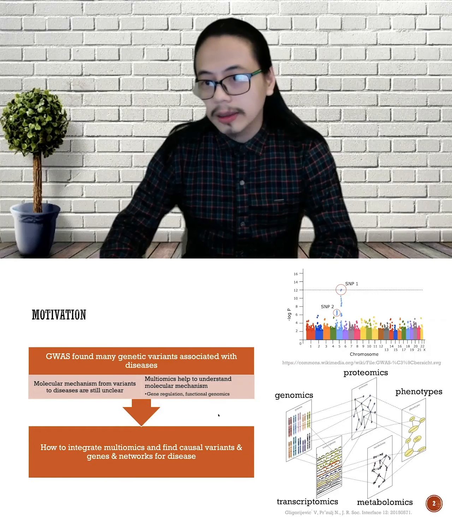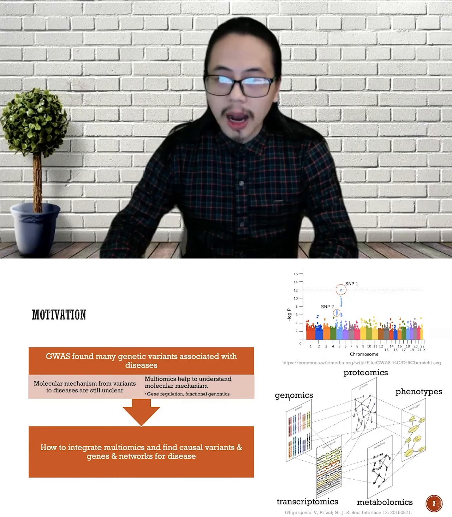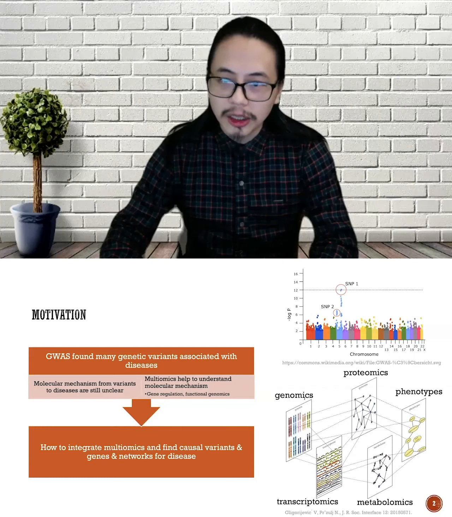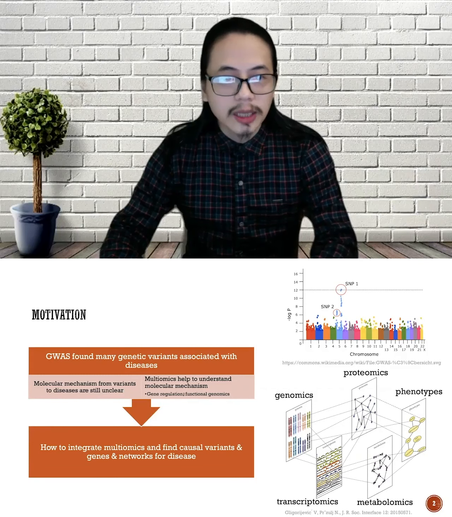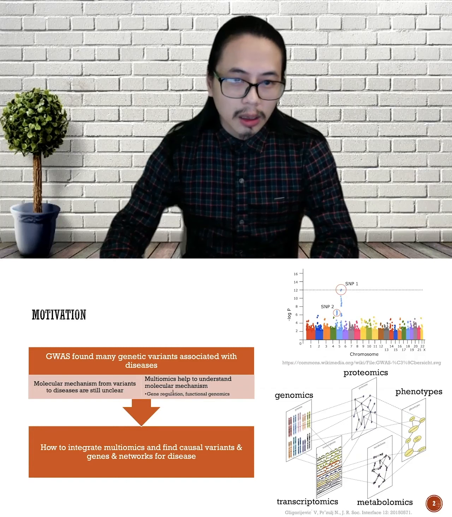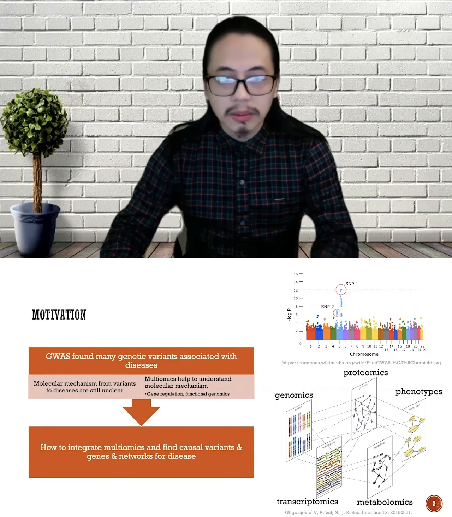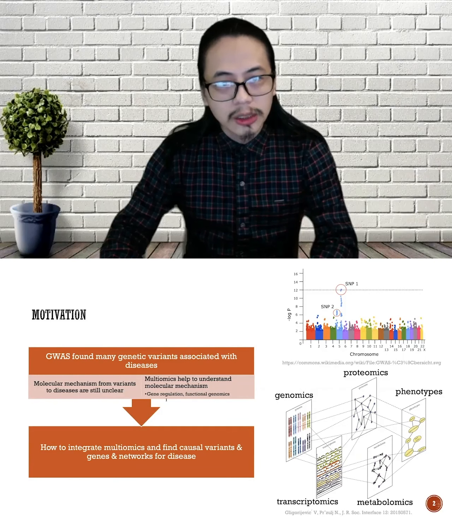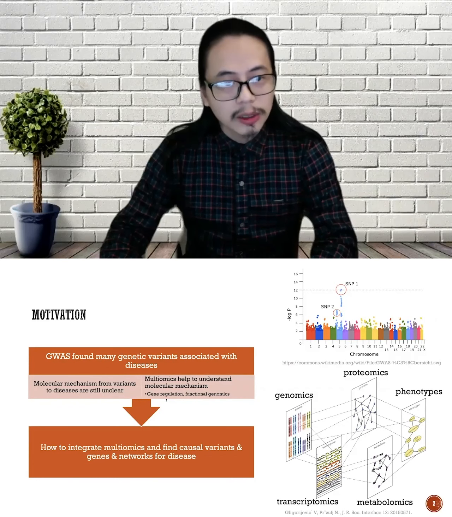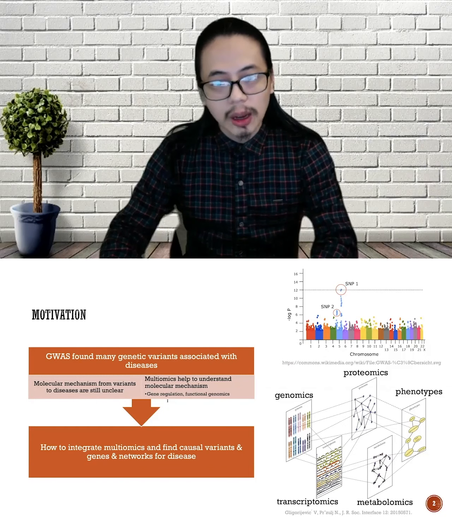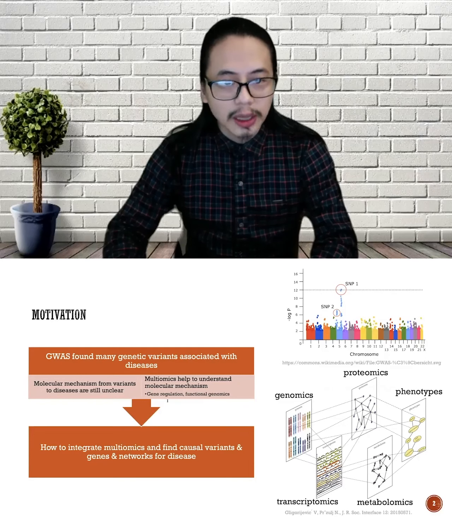On the other hand, if we can combine different multi-omics like genomics, proteomics, transcriptomics, to get a big picture, it may help us to understand the molecular mechanism in detail, like gene regulation or functional genomics. So the question is how to integrate multi-omics and also find causal variants, genes, and networks for disease.